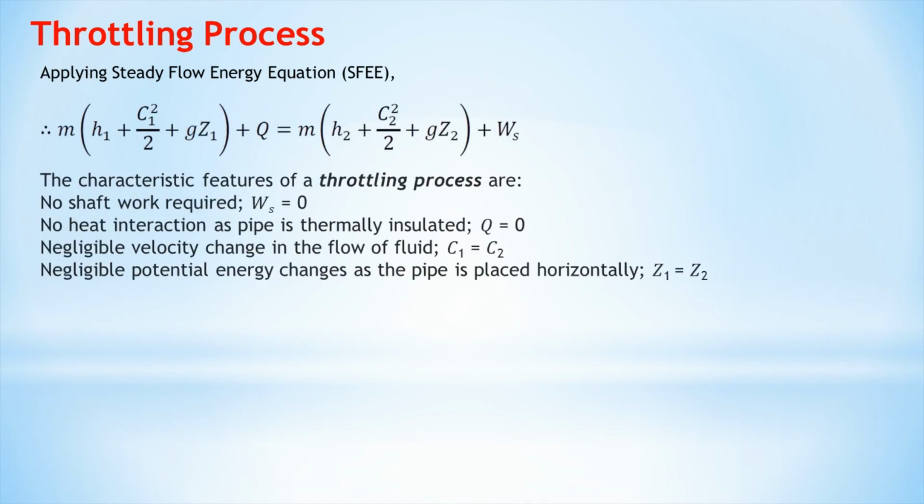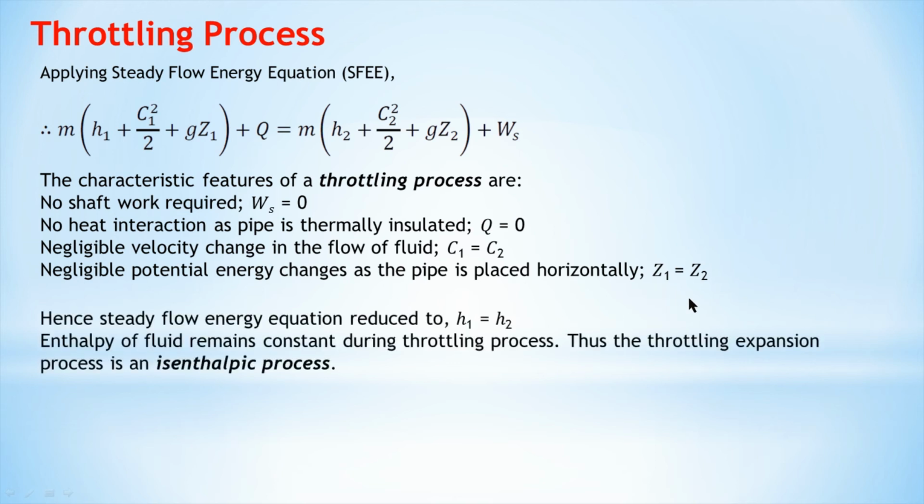Now we apply the steady flow energy equation for the throttling process. During the process no output is produced, so work done is 0. There is no heat interaction as the pipe is thermally insulated, so Q is also 0. We neglect the change in velocity during the flow of fluid, so C1 equals C2, and we also neglect potential energy, so Z1 equals Z2. Hence the steady flow energy equation reduces to H1 equals H2.